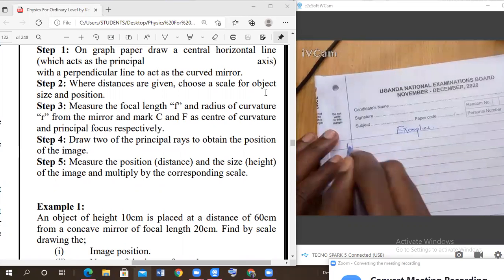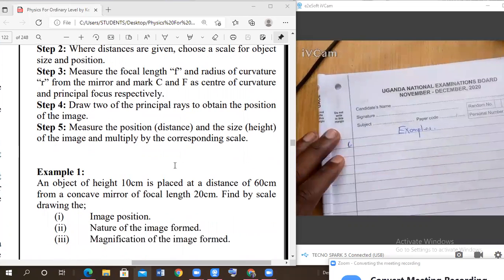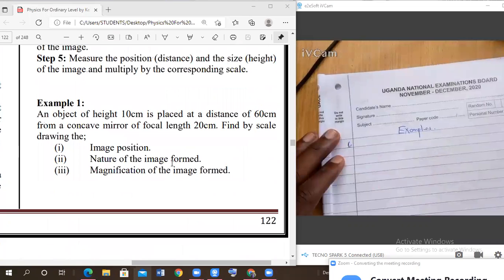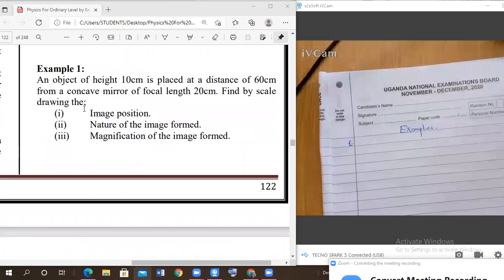Example number one. I believe you are able to see my screen. The question is saying an object of height 10 centimeters is placed at a distance of 60 centimeters from a concave mirror of focal length 20 centimeters. Find by scale drawing the image position, the nature of the image formed, and the magnification of the image formed.